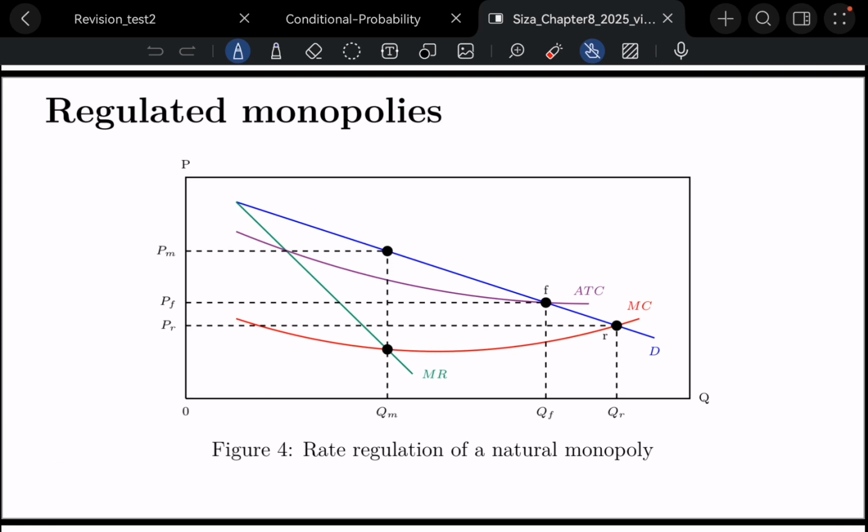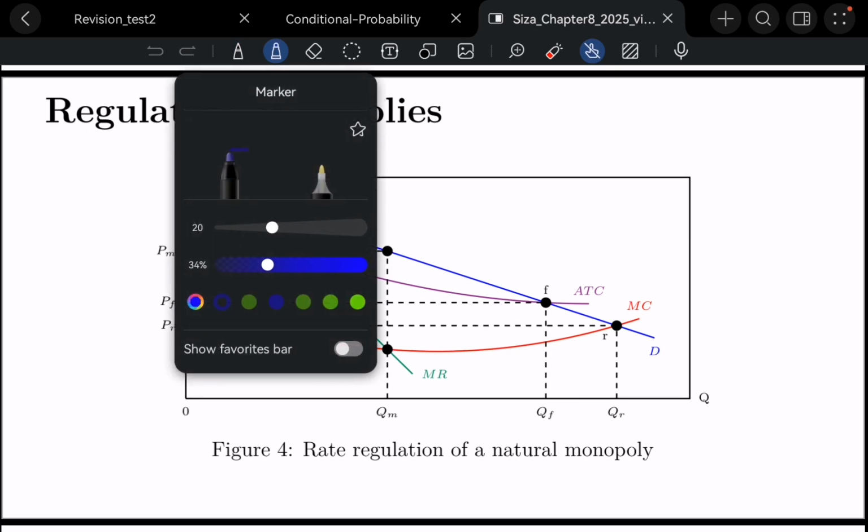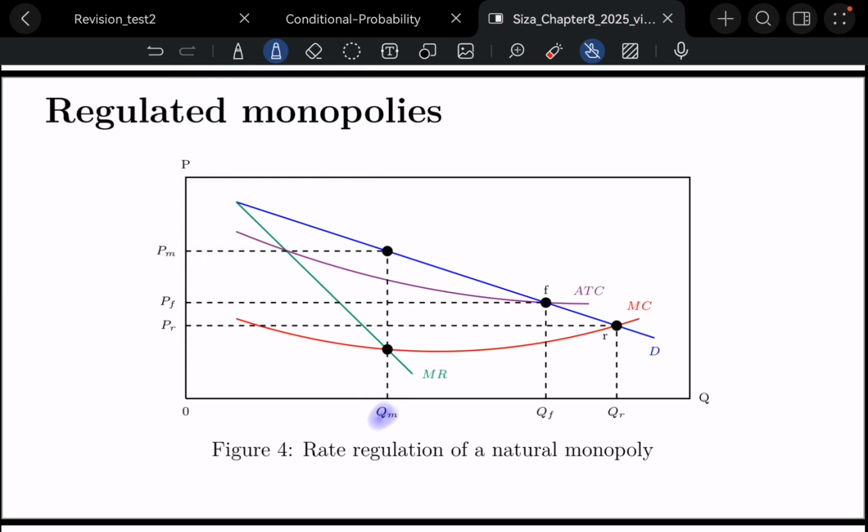So the reason why there's regulation is because an unregulated natural monopolist will choose QM. So in our diagram here, QM would be this quantity over here. That's QM. That's what they'll choose. And this is where marginal revenue is equal to marginal cost and the price is equal to PM. All right. So from the last video, you'll know that this leaves us with allocative inefficiency because the price is greater than the marginal cost and the quantity is less than the quantity that would have been produced by a perfectly competitive firm.